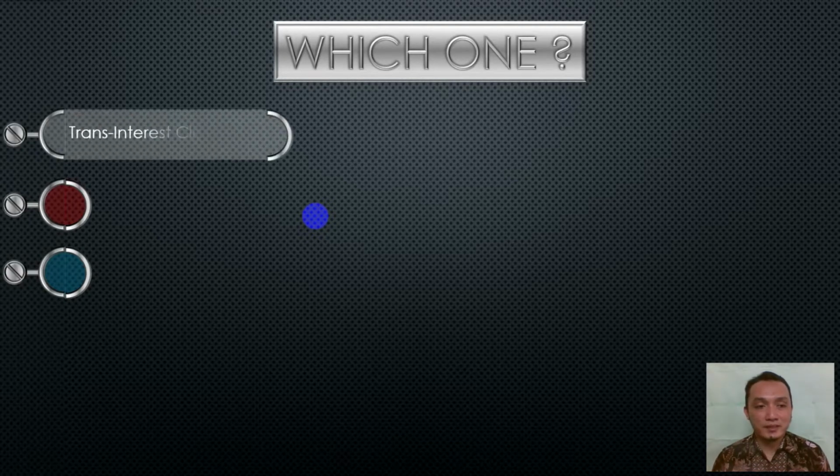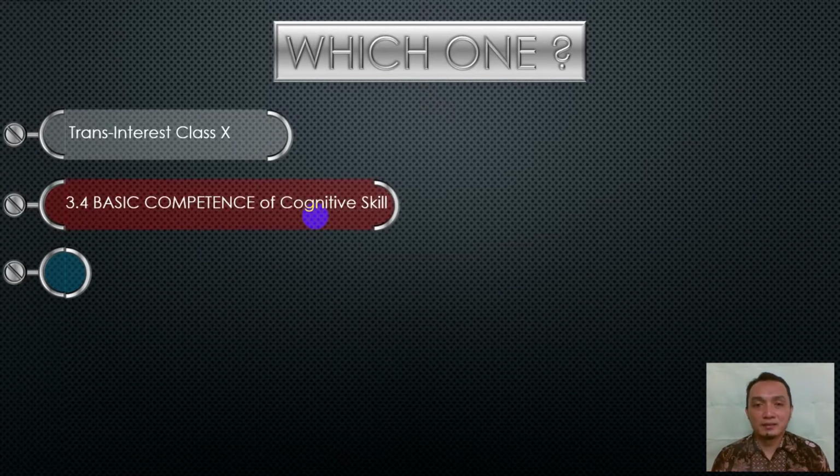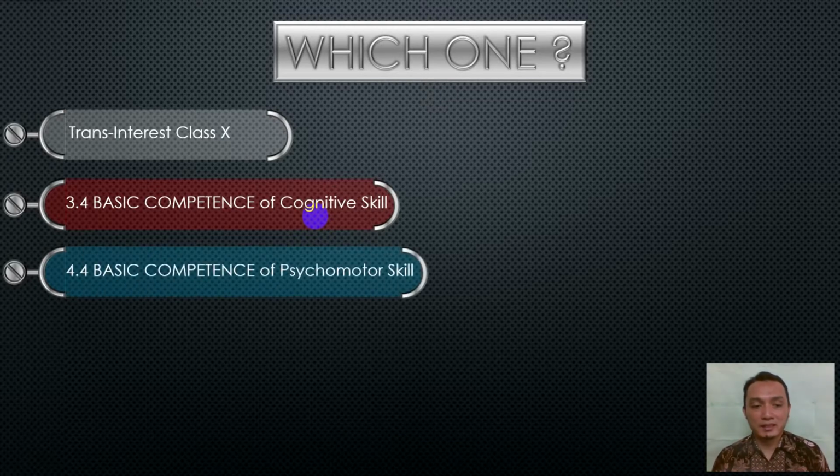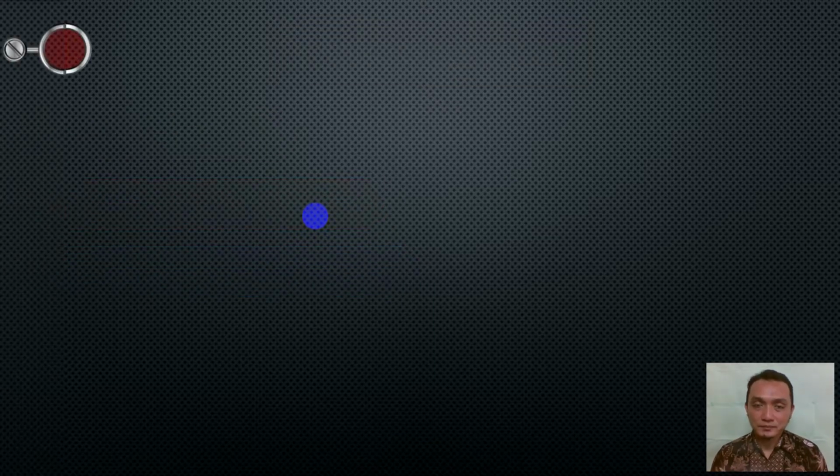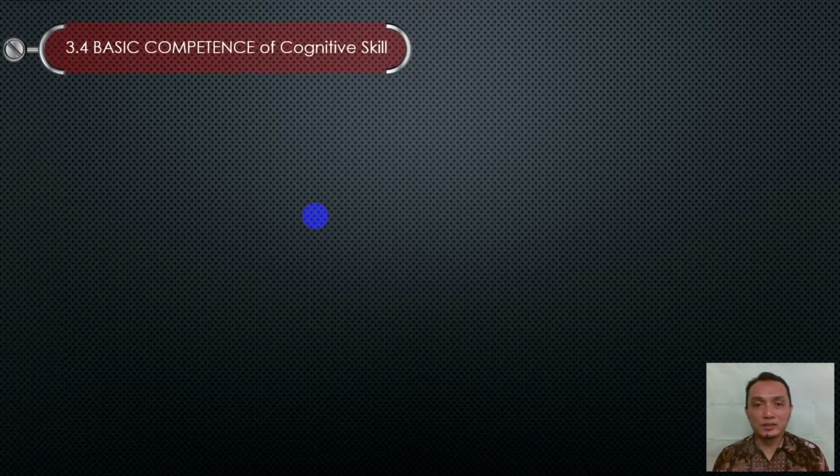Now the first thing you should know is that this section is taught in Translates class and it has two basic contents. The first is 3.4 in cognitive skill and the second is 4.4 in psychomotor skill. Before I discuss the lessons, I need you to know about the basic contents of cognitive skill as well as the indicators.